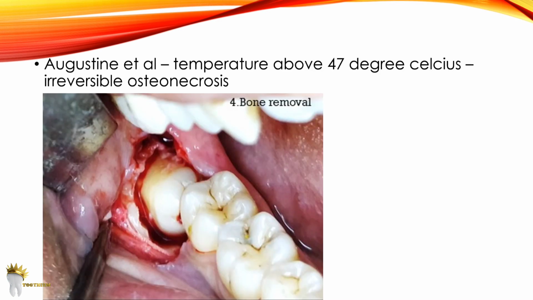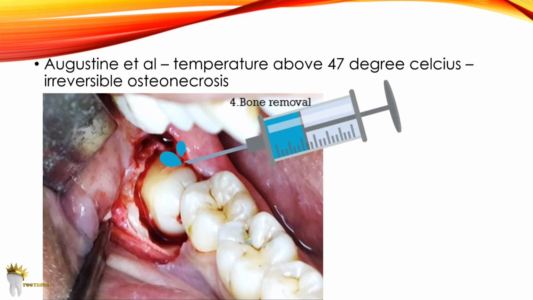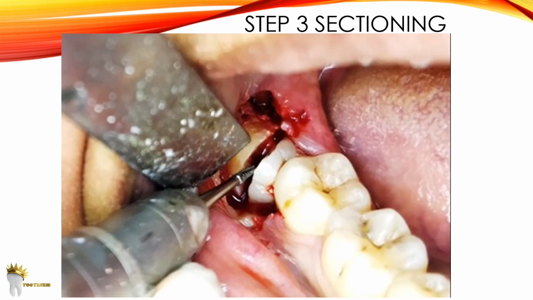In a study done by Augustine et al., it was found that during bone drilling, temperature could rise above 47 degrees Celsius, and above this temperature, irreversible necrosis of the bone results. So during bone removal, we need external irrigation. Usually we use normal saline. Step 3 is sectioning the tooth.